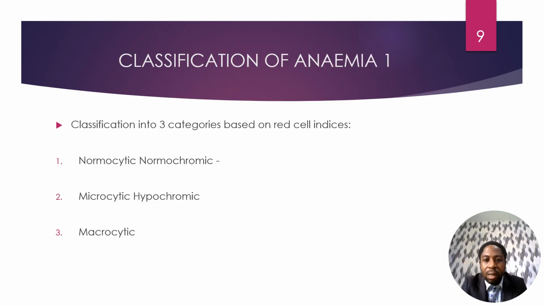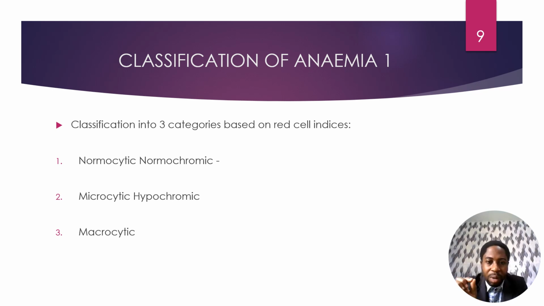Classification of anemia. There are several ways by which anemia can be classified, but one of the most important classification schemes makes use of red blood cell indices. The red blood cell indices are just parameters or measurements about the sizes of the red blood cells and their hemoglobin content.